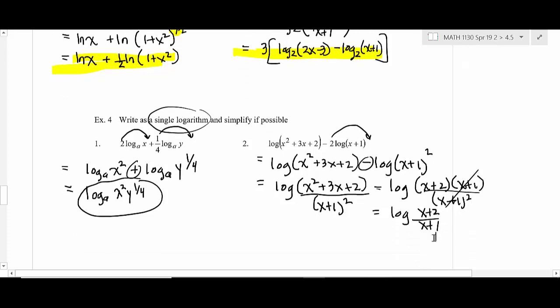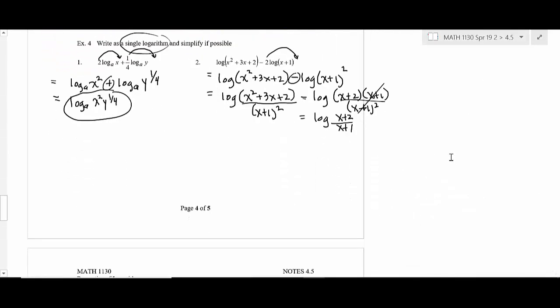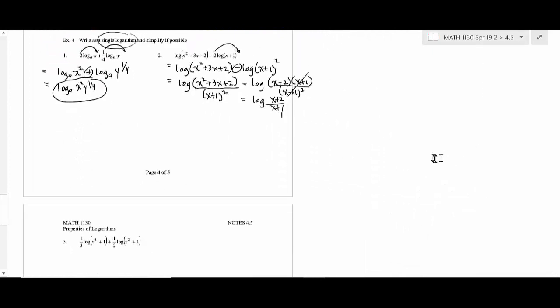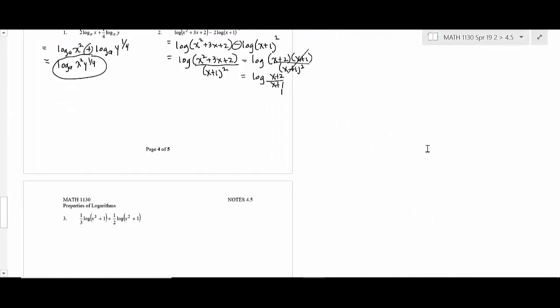So again, you're doing that in reverse. I've just got one more problem to do. Let's finish that up on the next page, and that'll get us through this whole section. It's a pretty short section. You're mostly just learning the properties. So this one, what you're going to do is bring up the exponents. As your first step, you would have log of (x to the third plus 1) to the 1/3 plus log of (x squared plus 1) to the 1/2 power.